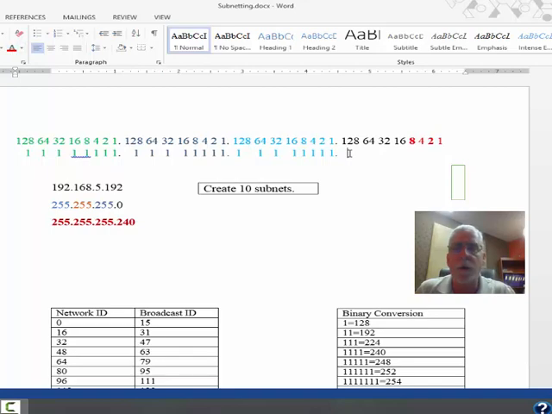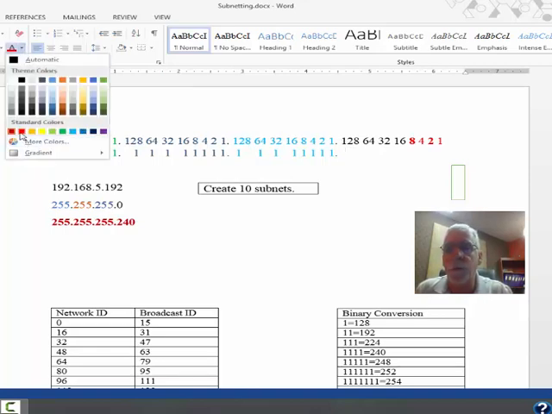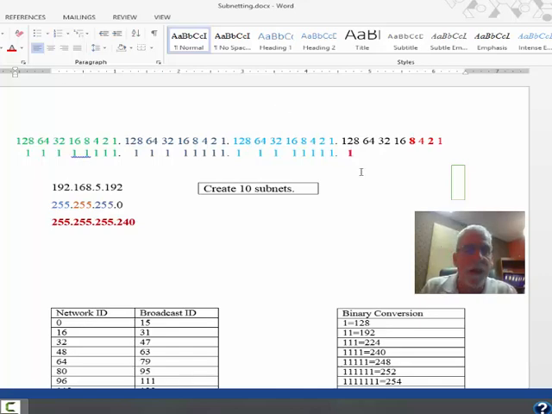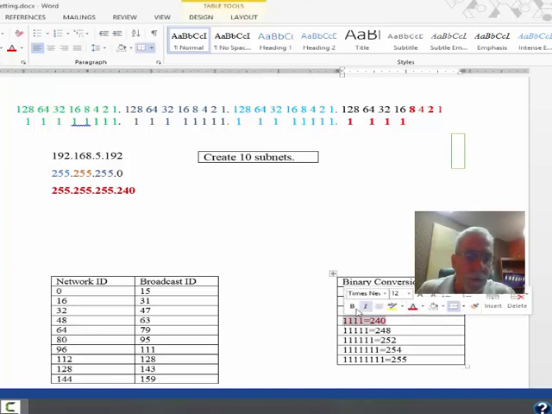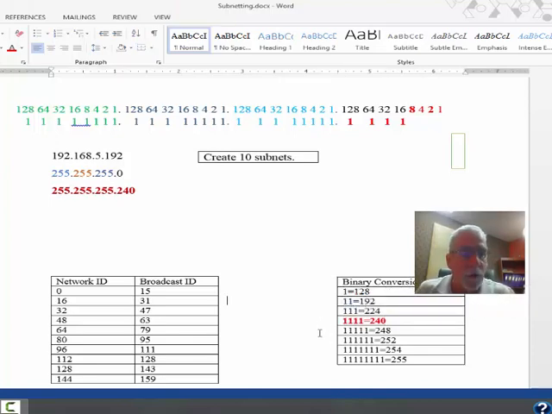So to do that, I put in a 1 here. I'll use the same color, that real bright red. I got to borrow that bit, that one, and that one. There's borrowing 4 bits. That's going to give me my subnet mask. If I scroll on down here a little bit, I'm borrowing those 4 bits, right? So my subnet mask is going to be 240. I put that right here. Here's my subnet mask: 255.255.255.240. There's my subnet mask.